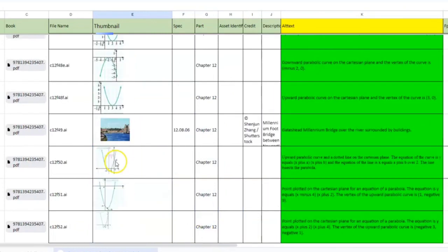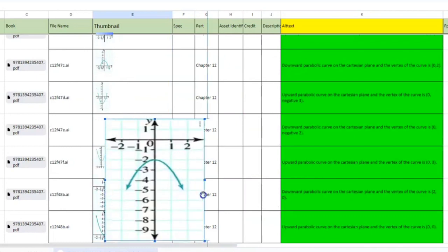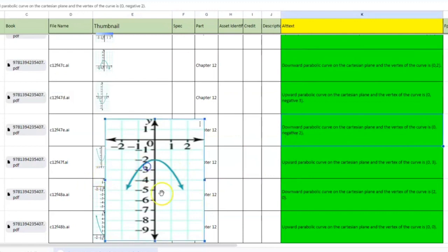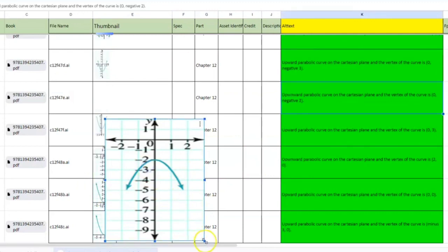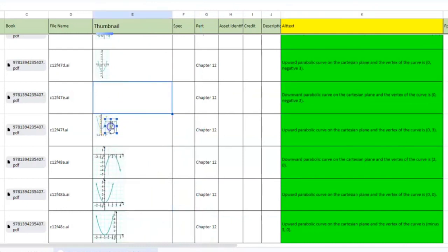For mathematics, because it's basically mathematics or science, you must understand like this. This is the curve, a downward curve because it's in a downward direction: a parabolic curve on the Cartesian plane with vertex of the curve at 0, -2. So these are the basic guidelines, right? Am I clear? I think you have understood what kind of work you need to create. So this is your complete training for this work.